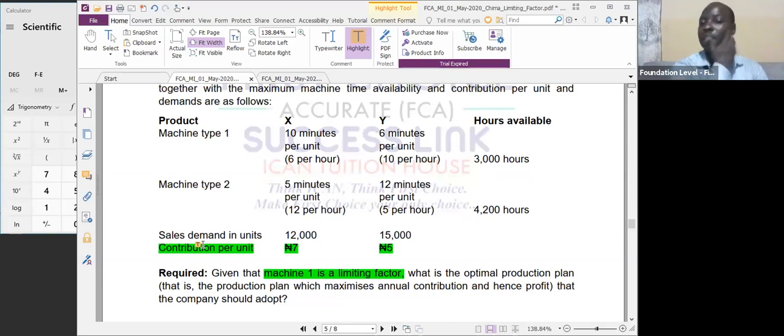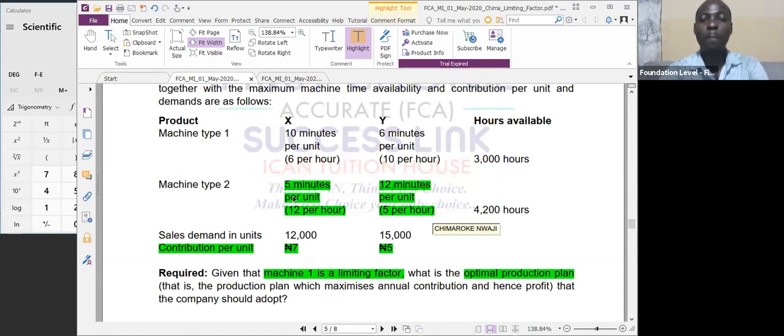So let's see how the question is being solved here. We have identified our contribution per unit in X. Let me use X first to do it. Then your limiting factor we said is 10 minutes per unit, because we said limiting factor per unit. So we need to take the one that is per unit. This one is per unit. So we have adopted the 10.